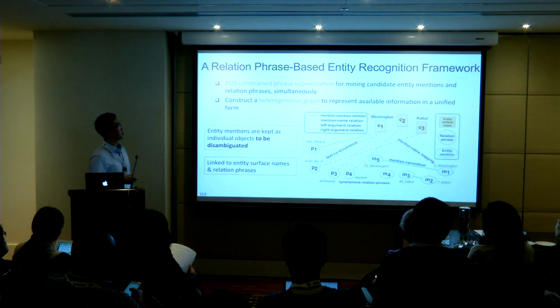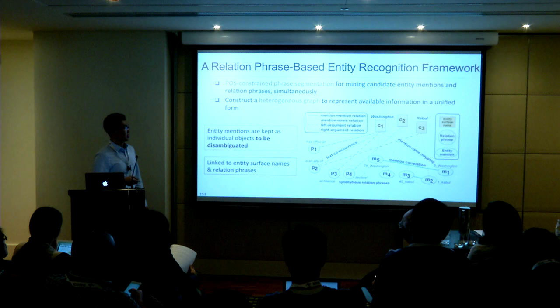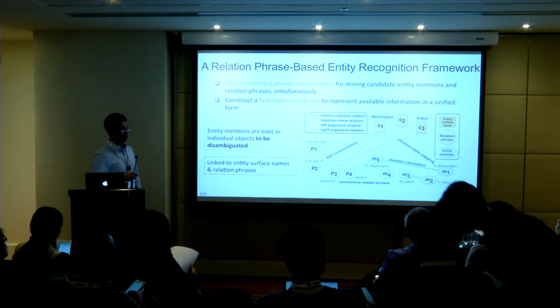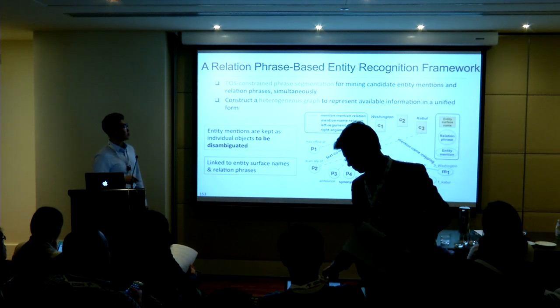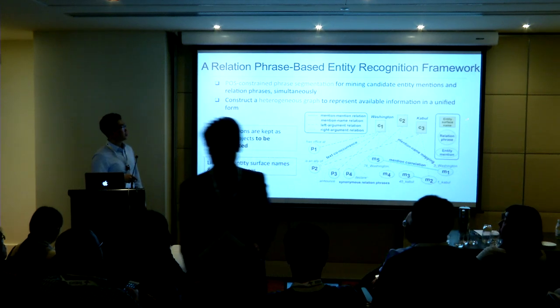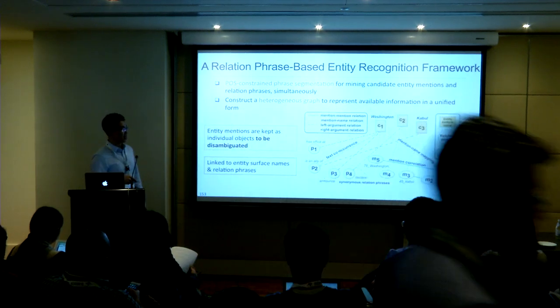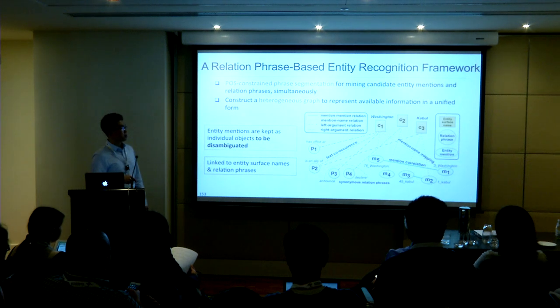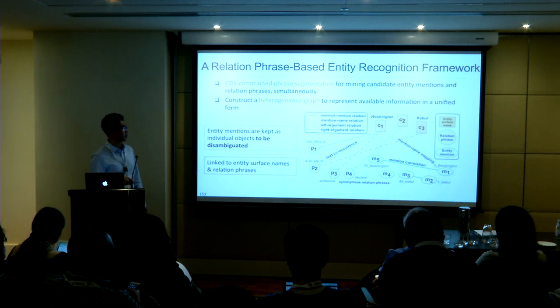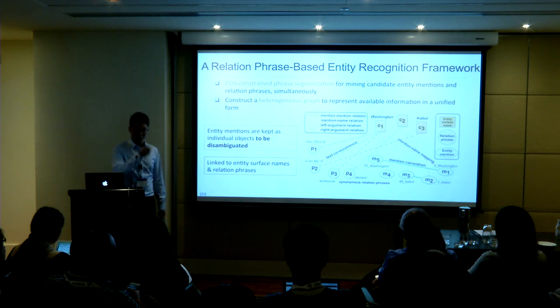And say if we have these entity mentions and relation phrases extracted in a quality way, we're going to build a heterogeneous network. Here you have the entity surface names as one type of object, the relation phrases as another type of object, and also the entity mentions as an object as well. So then you can try to disambiguate these entity mentions altogether. If you review the previous work, it can likely be viewed as you have some relation patterns, like the pink ones, and you have some surface names like Washington and Kabul, but you are missing this entity mention part, and you have no chance to disambiguate these entity mentions.